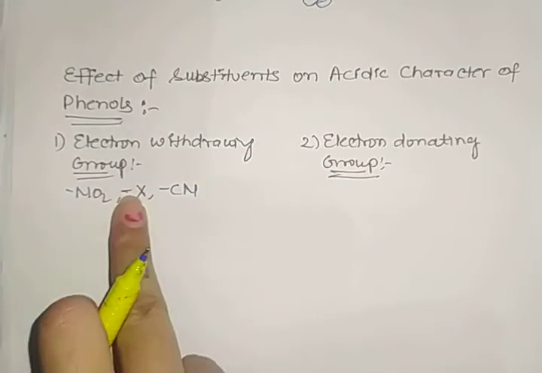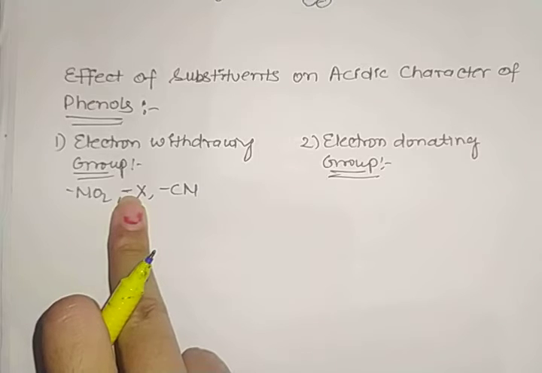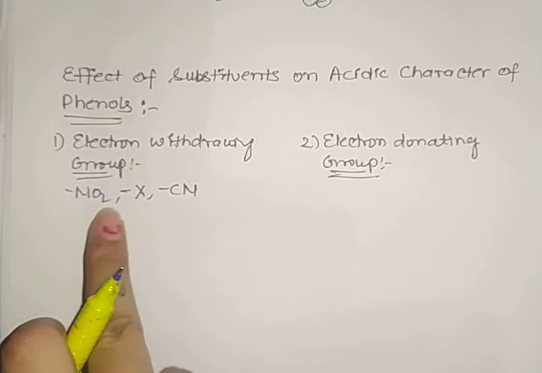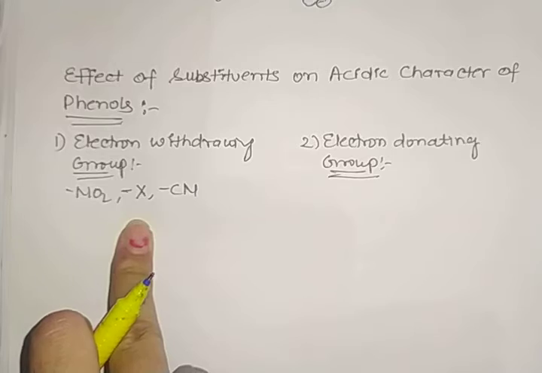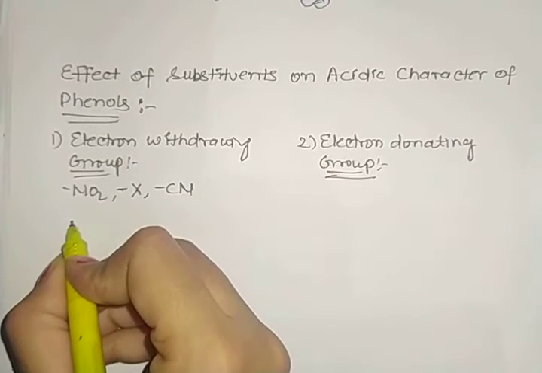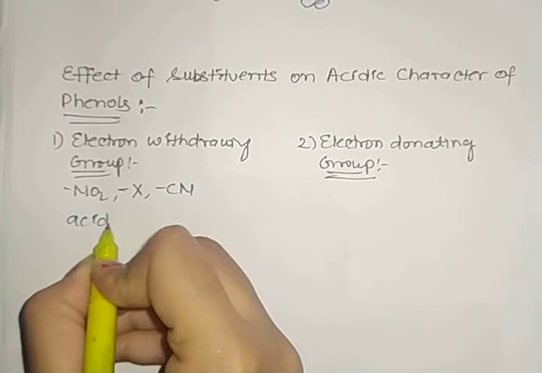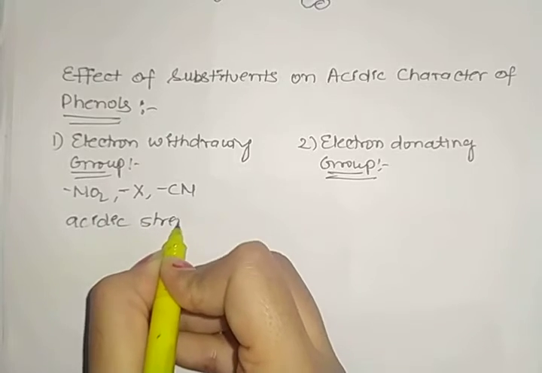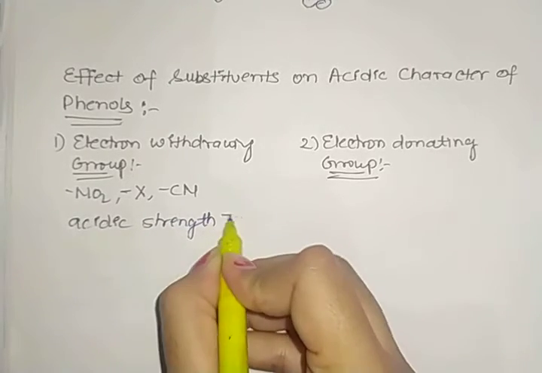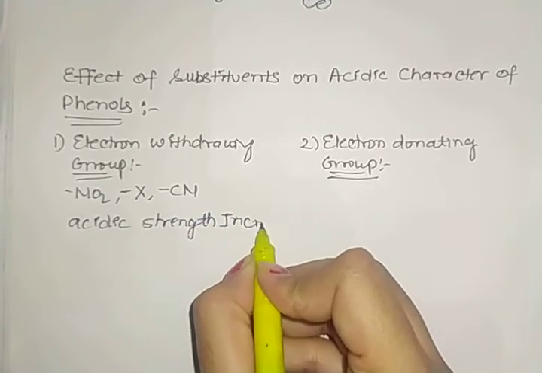Remember that they will stabilize the phenoxide ion. That is why acidic strength increases. Clear? In this case, what will happen? Acidic strength increases when we are talking about an electron withdrawing group.